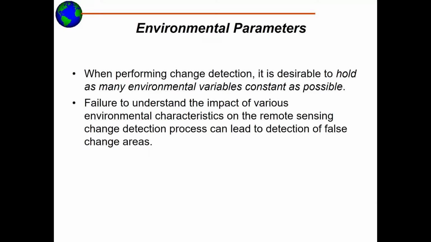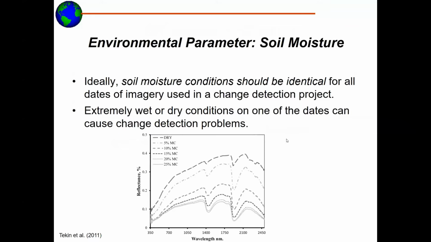So when performing a change detection, we must try to keep as many environmental variables constant as possible. Otherwise, it might be that the change detection that we are doing is actually more related to other environmental variables than the land cover change that we actually want to detect. And we will then detect false areas that are not actually changing in reality. It's just a change in other environmental parameters. And these can, for example, be soil moisture.